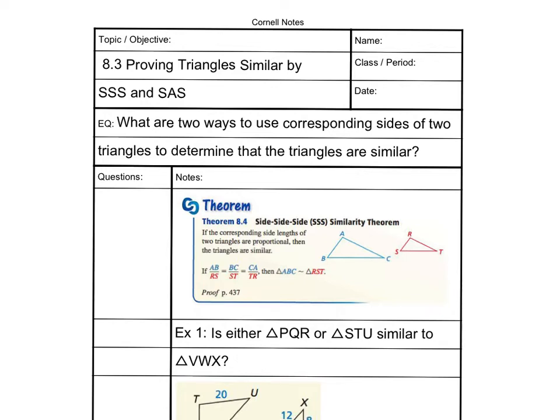So this first theorem says side, side, side similarity theorem. It says if corresponding side lengths of two triangles are proportional, then the triangles are similar. So we already told you if the triangles are similar, then the corresponding sides are proportional, but this is saying the converse of that. So if we know that the side lengths are proportional, then we can call the triangles similar. So there's your theorem. I hope you are taking notes because you're really going to want this written down when we have our test for the end of the chapter.